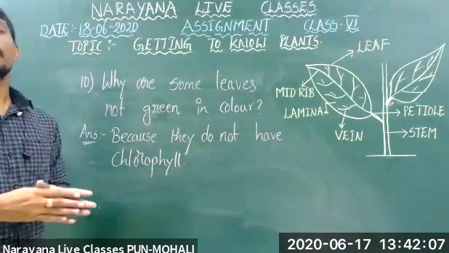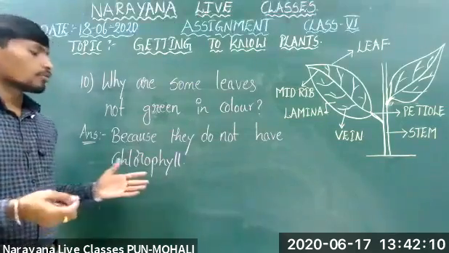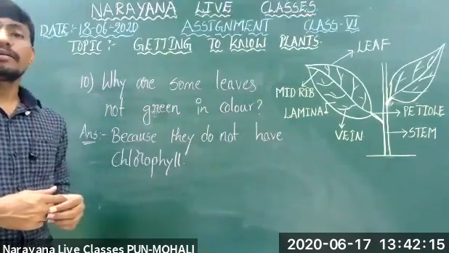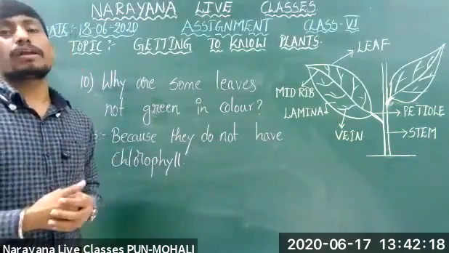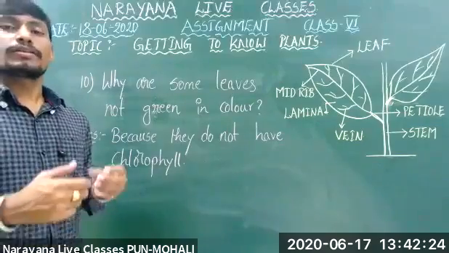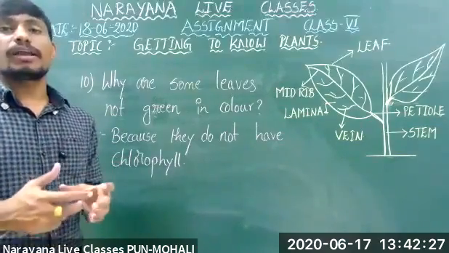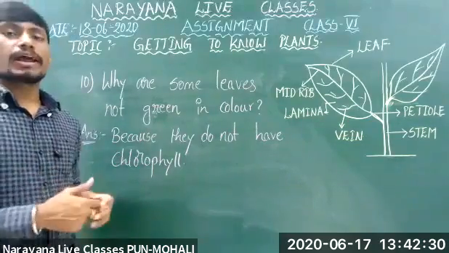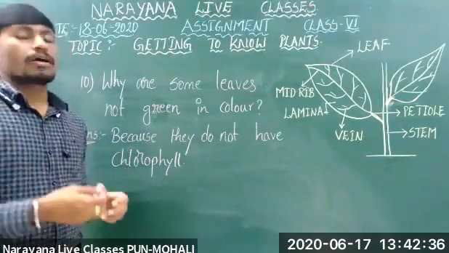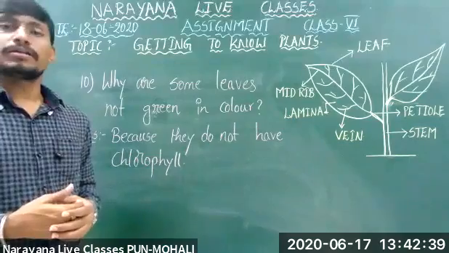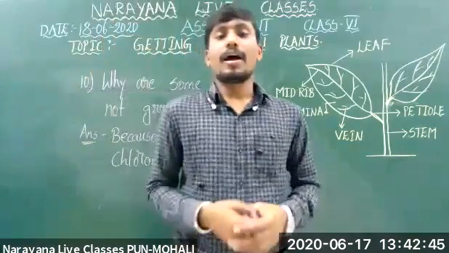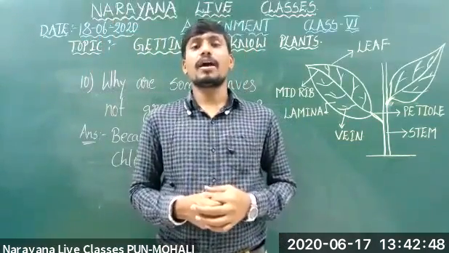They will not contain the green color pigment called chlorophyll. So as the chlorophyll is absent, in those particular leaves, they are not able to perform the photosynthesis process. What is the photosynthesis process? The process by means of which plants are able to prepare their own food. As they do not have chlorophyll, though some plants have other secondary pigments, they are unable to prepare their own food by photosynthesis. So I hope everyone is clear with the questions and answers. Thank you.